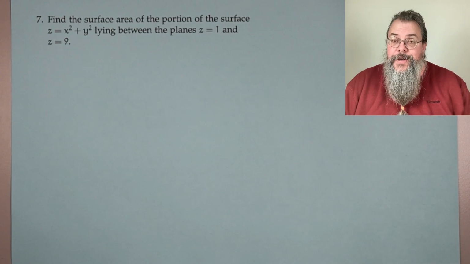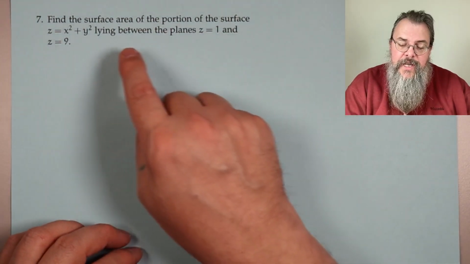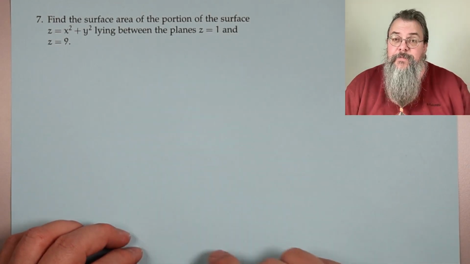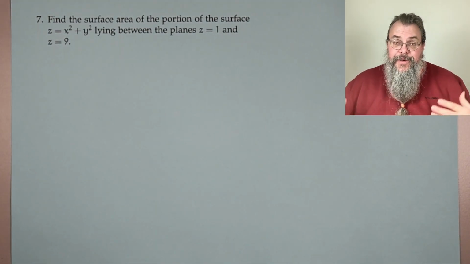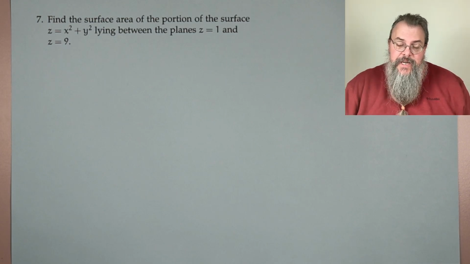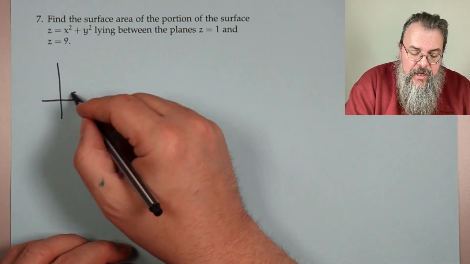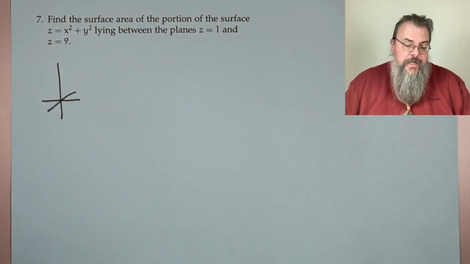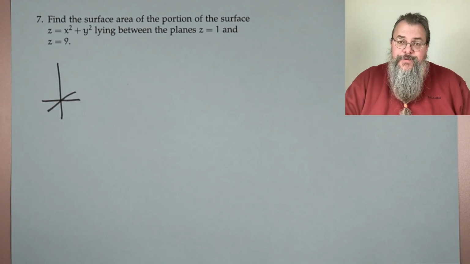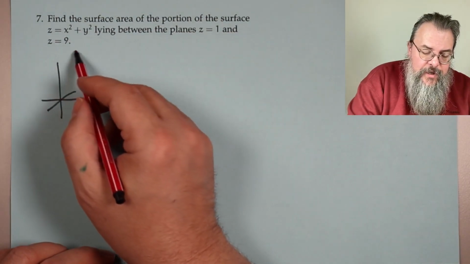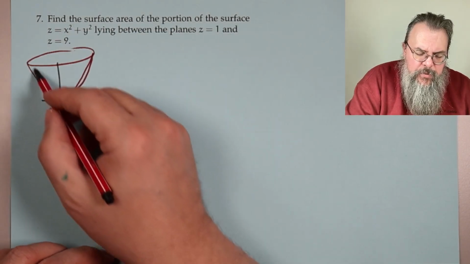Find the surface area of the portion of the surface z equals x squared plus y squared lying between the planes z equals 1 and z equals 9. All right, so let's talk about our surface. Z equals x squared plus y squared, classic shape, also known as the bowl. It's an elliptic paraboloid if you want to sound very fancy, but of course we're very informal here, so we're going to call it the bowl. So we have a bowl here. All right, so here's our bowl.